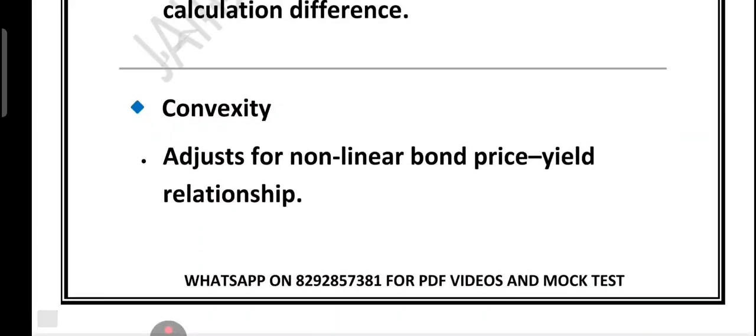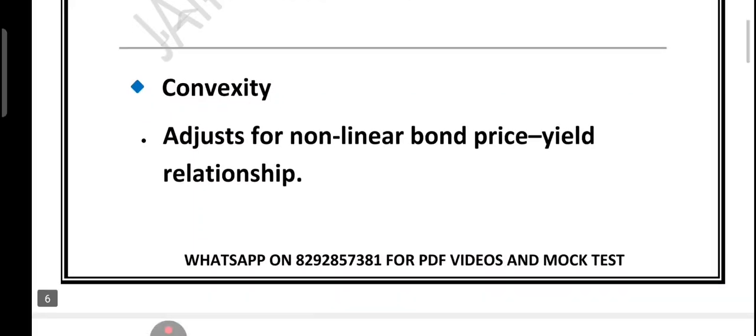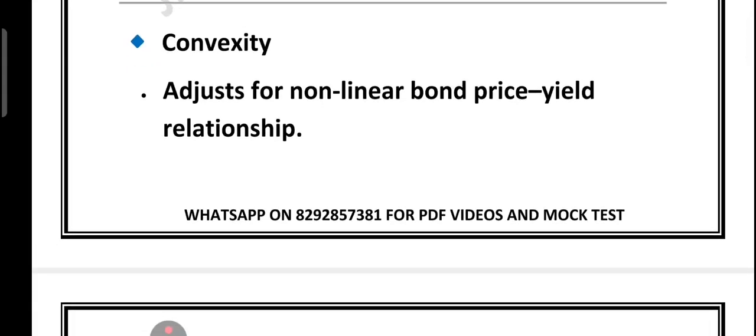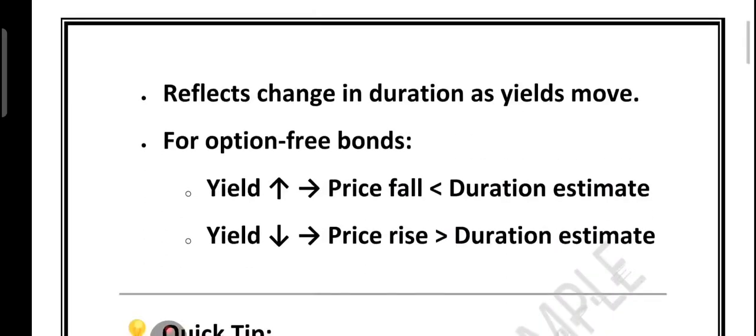Now, this topic is the most hot topic for examination, and it is called convexity. What is the meaning of convexity? Bond price is non-linear, and the adjustment for the non-linear bond price is done using convexity. Basically it reflects the change in the duration. Till now we were saying that when the yield changes, the price changes. But sometimes when the yield changes, duration also changes. So convexity reflects how the duration will change when there is a change in the yield.